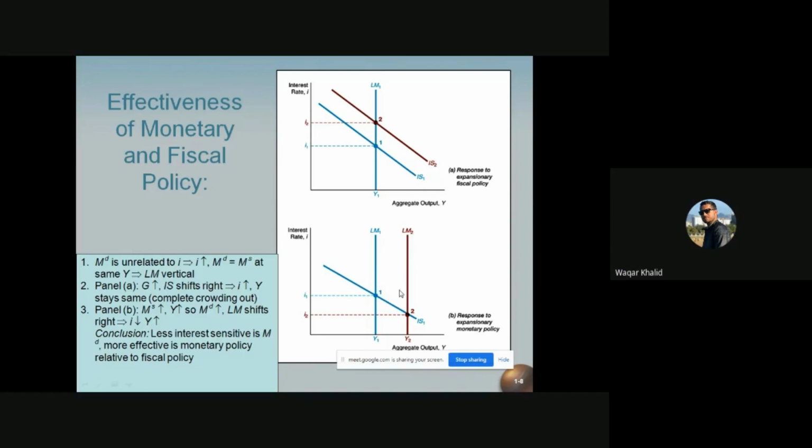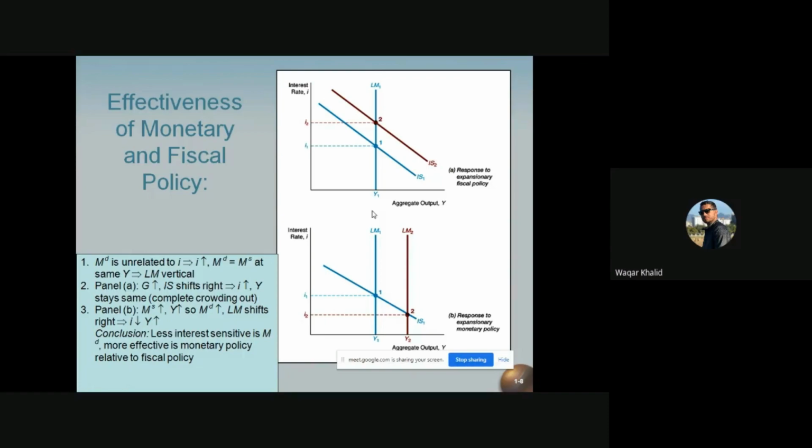But look at here, when the central bank of a country adopts an expansionary monetary policy, look at the result. The output has increased and the interest rate has decreased. And in panel A, the output remains the same. There is no change in the level of aggregate output by adopting an expansionary fiscal policy by the federal government.